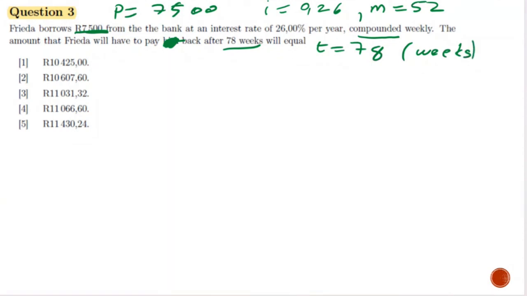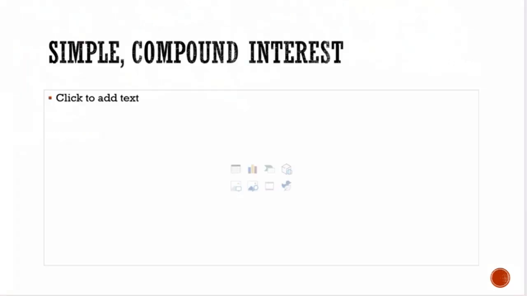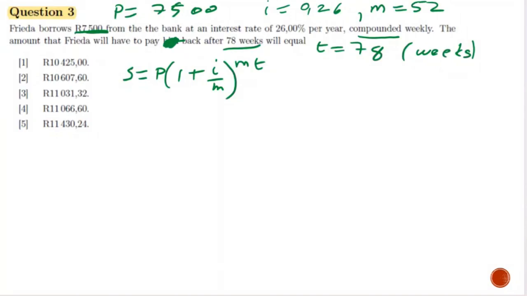We already know that we are working with present value, with compound interest. So go and get the formula for a compound interest. The formula for the compound interest. Okay, this is your formula. Ne? So let us substitute everything that we need. So here, your present value is this 1 plus I. Our I is 0.26.